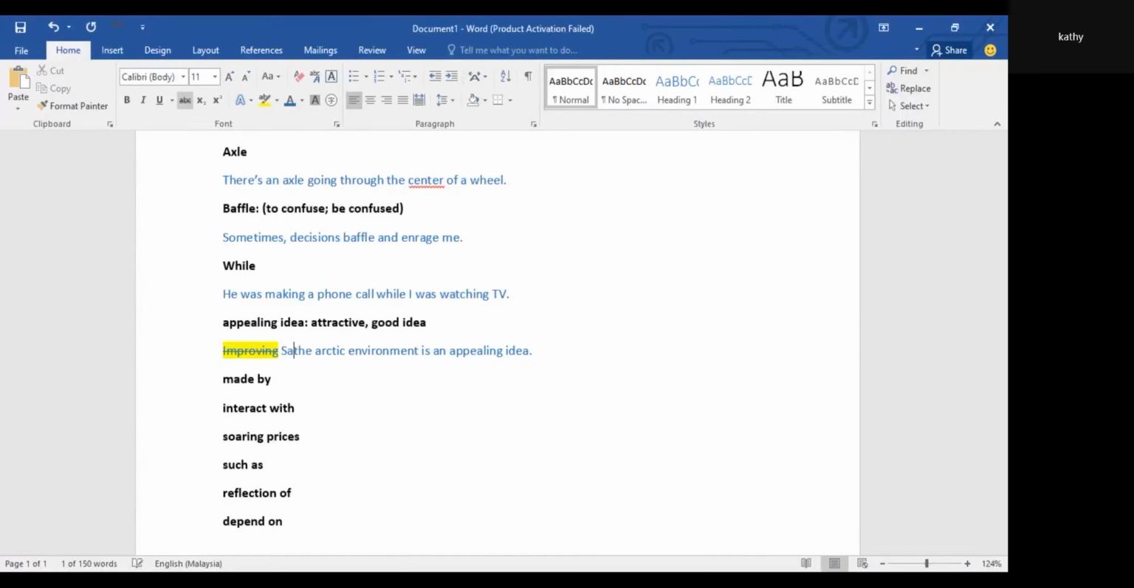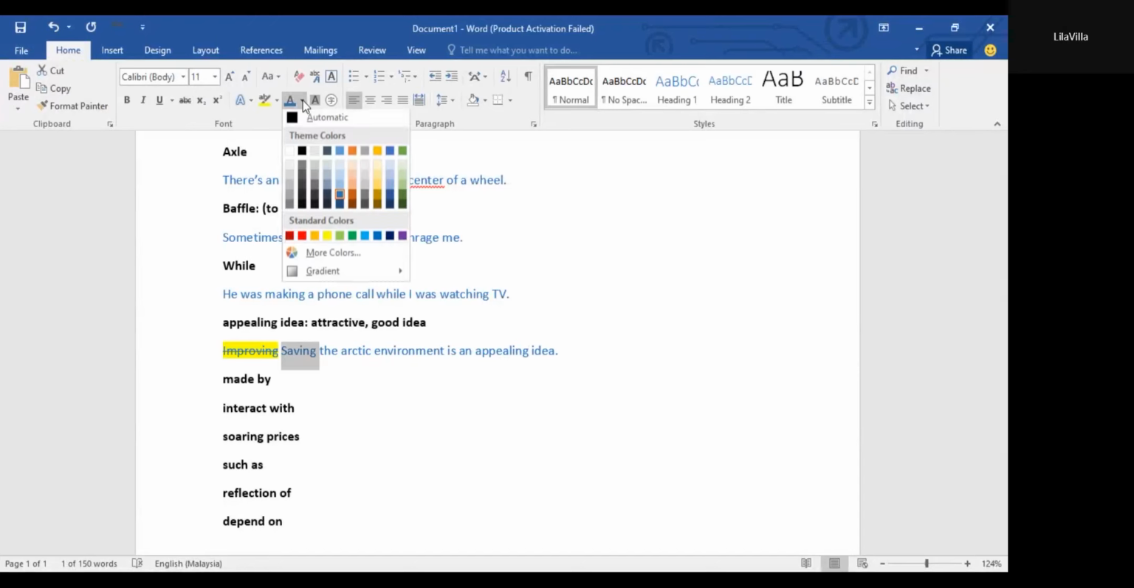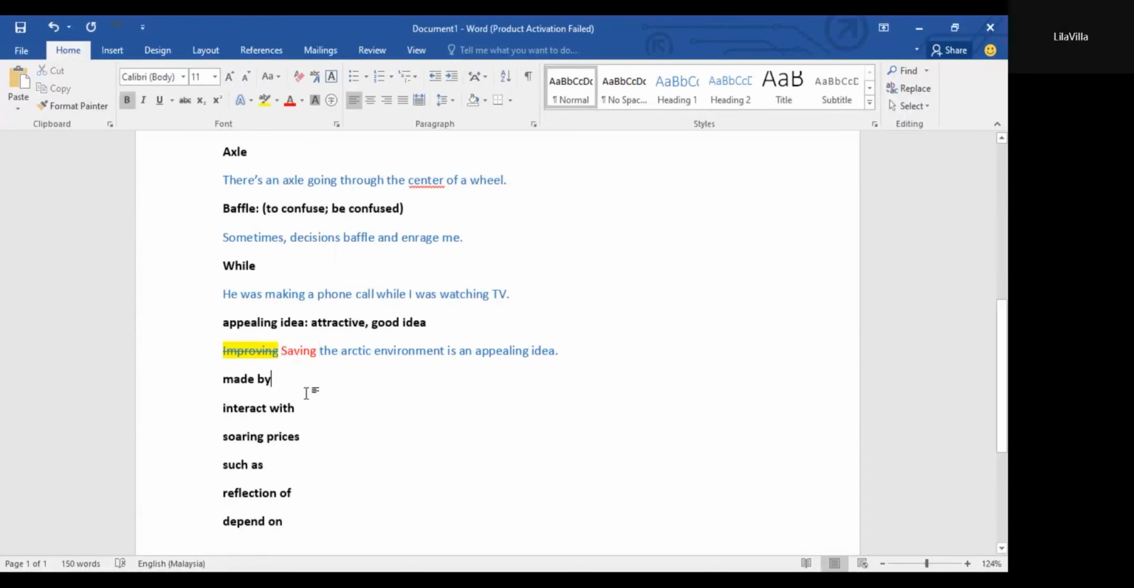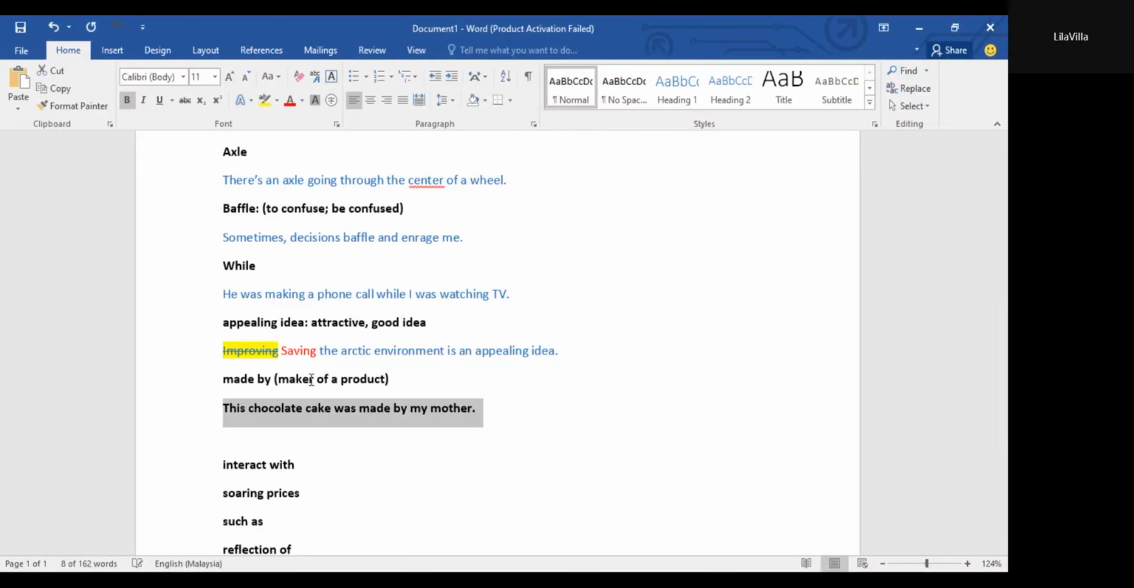You can also say saving, because they say that the ice is going to melt, things like that, right? Saving the Arctic. It's like saving the environment. Now let's try "made by." When you say made by, you're talking about the maker of a product. For example, this chocolate cake was made by my mother. Like that. All right, it's your turn.